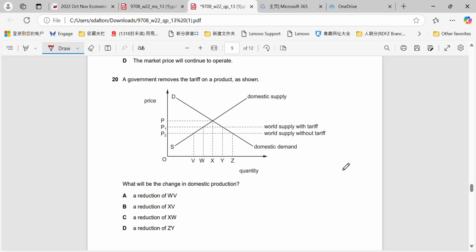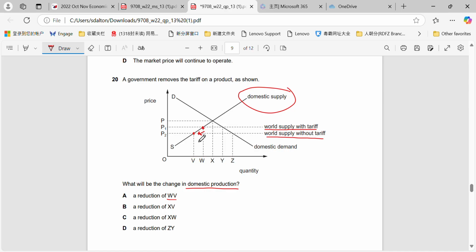Okay, same diagram as before. Very simple to interpret this diagram. Really very easy. So the government removes the tariff. What will be the change in domestic production? You take the line where we have the world supply with tariff and then the world supply without tariff. Production, remember, relates to domestic supply. So very simply, it would be a reduction in VW, which is the change between the tariff lines along the domestic supply.